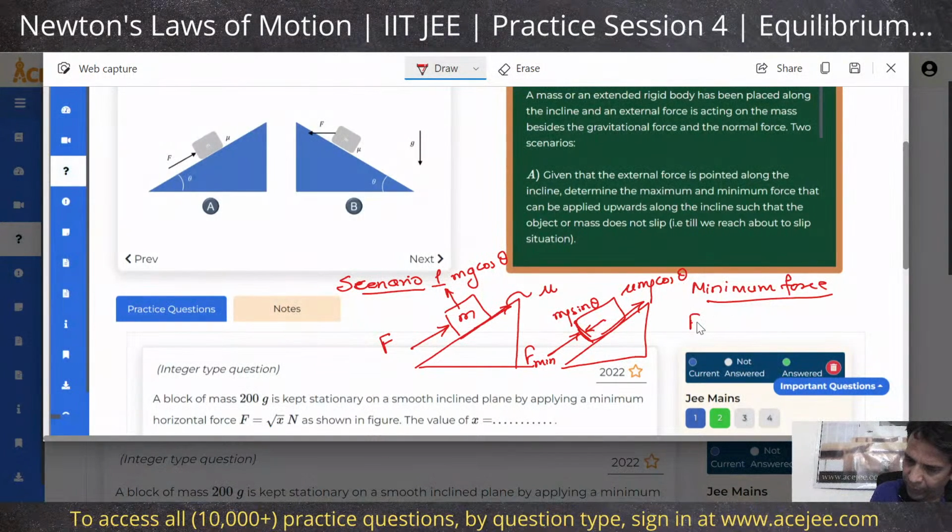So F minimum plus mu mg cos theta is equal to mg sin theta. So F minimum is mg times sin theta minus mu cos theta. Clear?